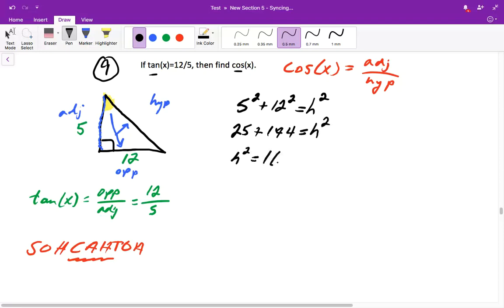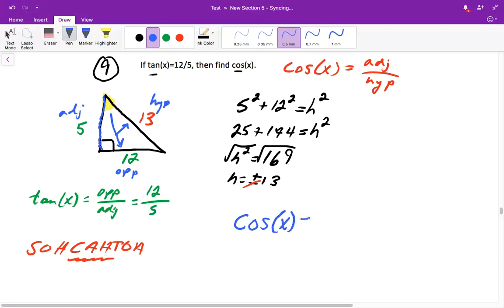h squared is equal to 169, square root of each side. h is equal to plus or minus 13. Reject our negative, so our hypotenuse is 13. And now we know our cosine is adjacent over hypotenuse. So then our cosine of our angle x is equal to our adjacent over, so 5 is our adjacent over our hypotenuse, which is 13.